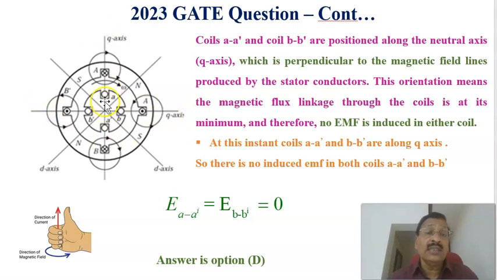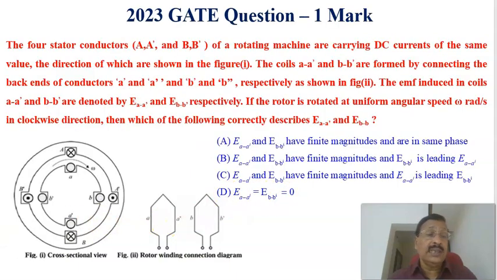Since it is along the q axis, the voltage induced in coils A dash and B dash is equal to 0. Therefore, at this instant, the coils A dash and B dash are along the q axis. So, there is no induced EMF in both the coils A dash as well as B dash of the rotor, or the rotor induced EMF A dash equals B dash equals 0. Therefore, the answer is option D.